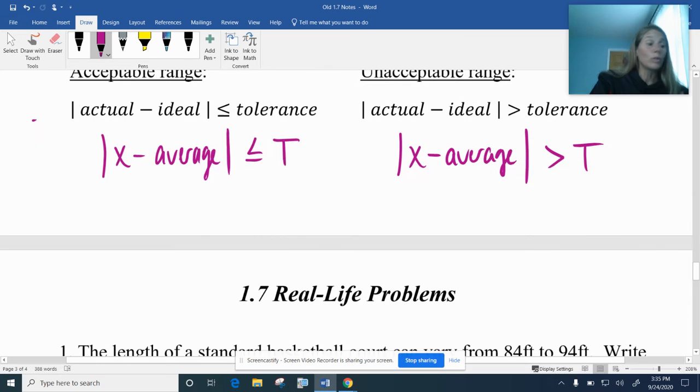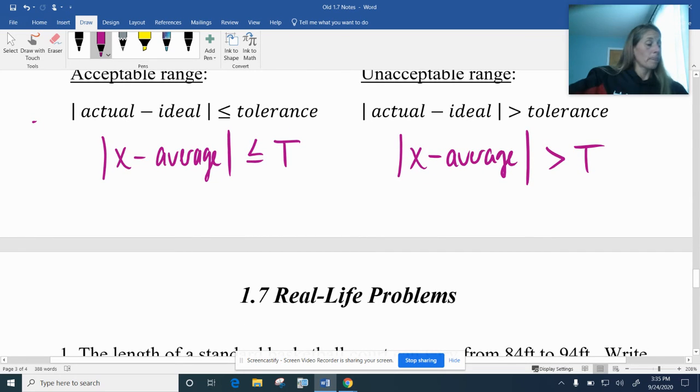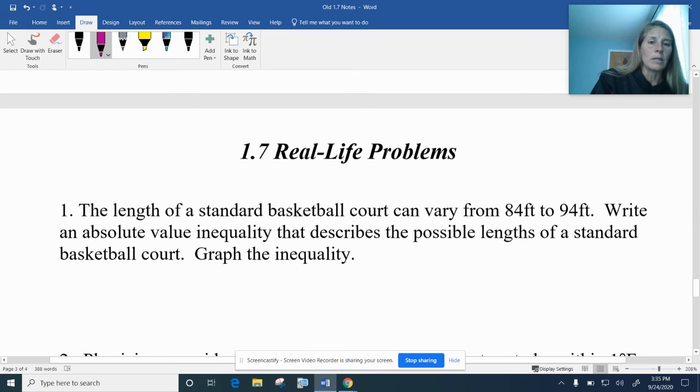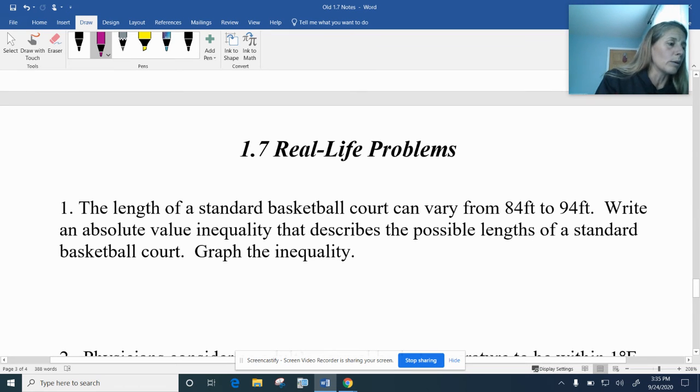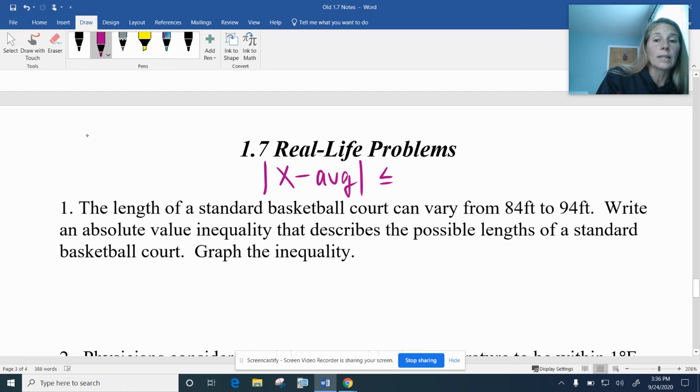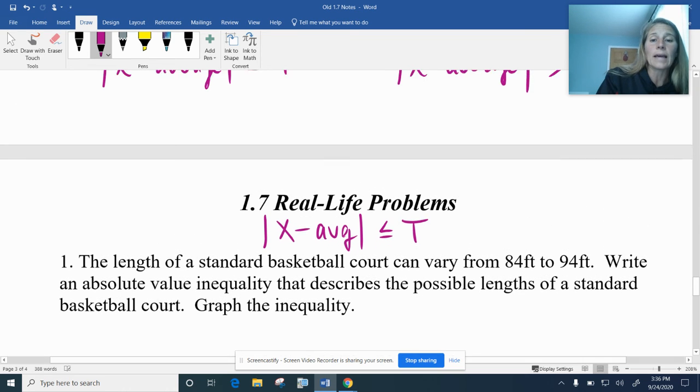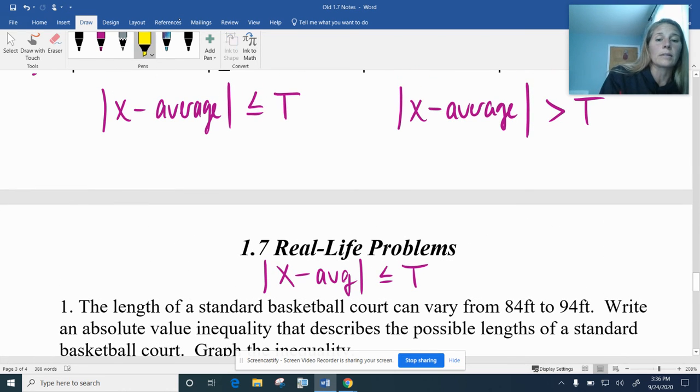So when we're doing this, we need to find a couple things, okay? I'm going to just recopy the acceptable one because that's really the one that we're focusing on for the most part. What's acceptable? So x minus the average has to be less than or equal to the tolerance. Now, why less than or equal to? Why is that the one that's the acceptable?